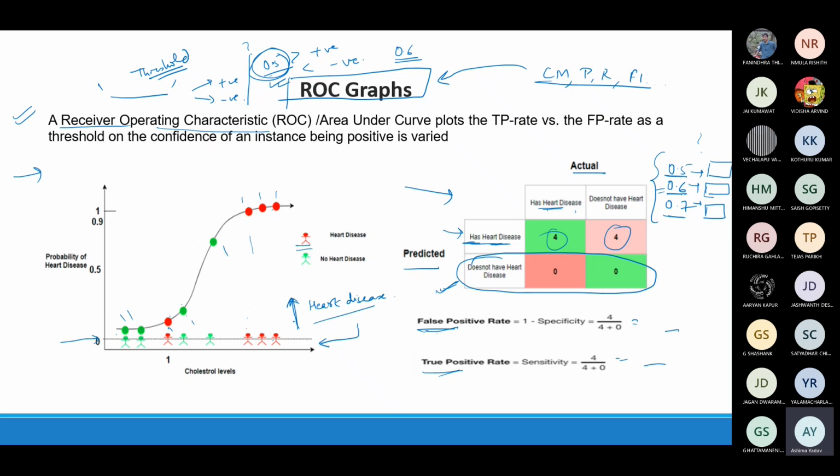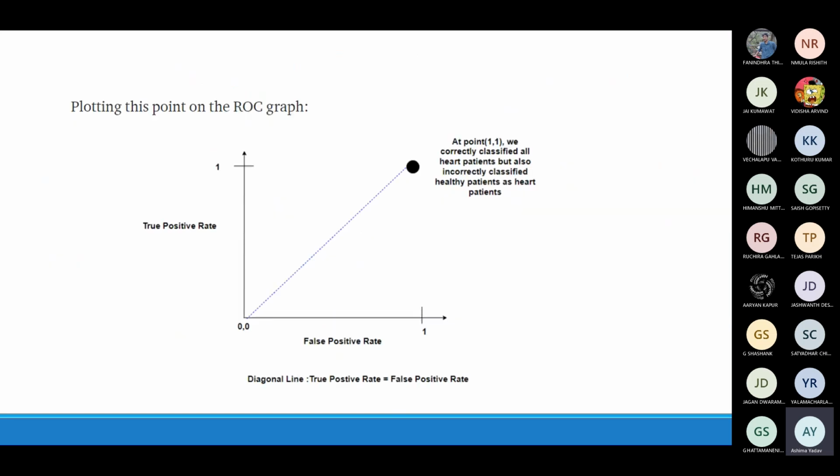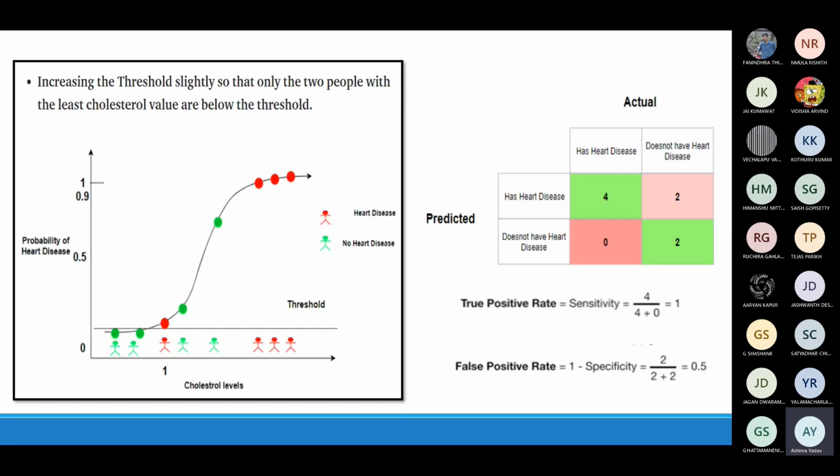Now I will see that, in this particular case, maybe the false positive rate I am getting is very high. Maybe the true positive rate could be good, but the false positive rate, let's say, is very high. So I am not satisfied with this threshold. So let me move this threshold. Now I have moved this threshold slightly above at this particular point.